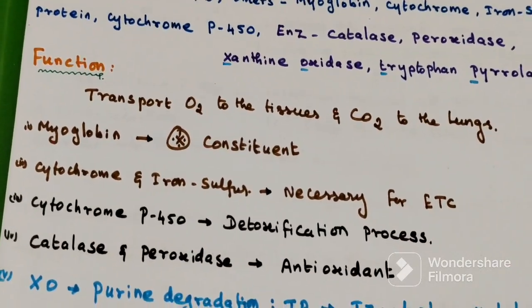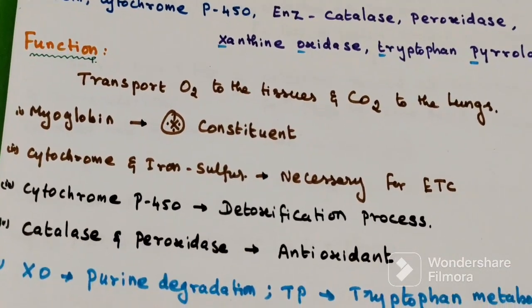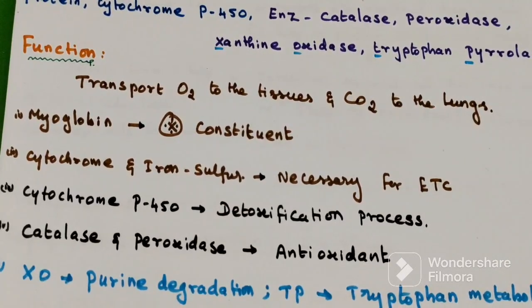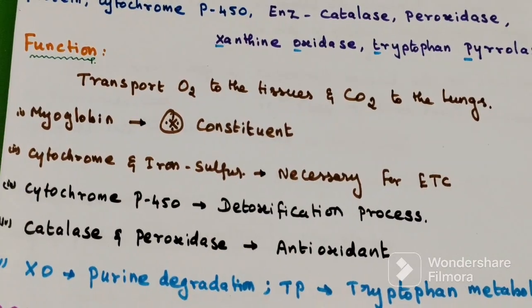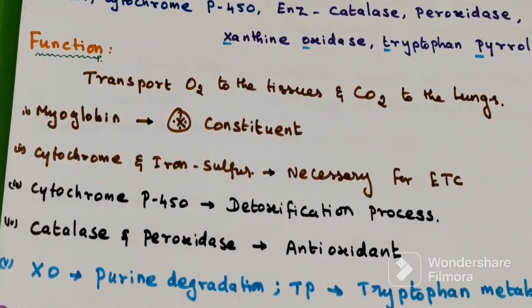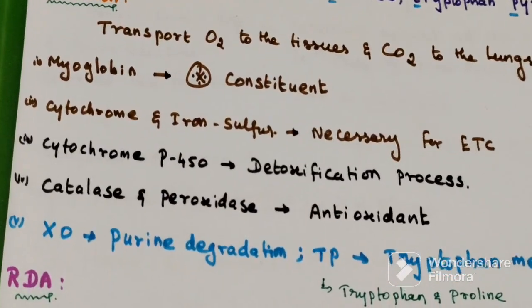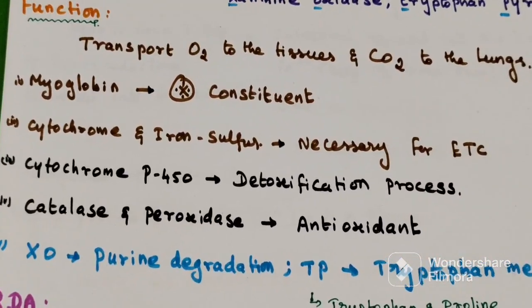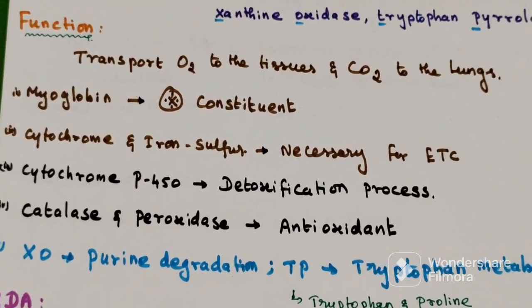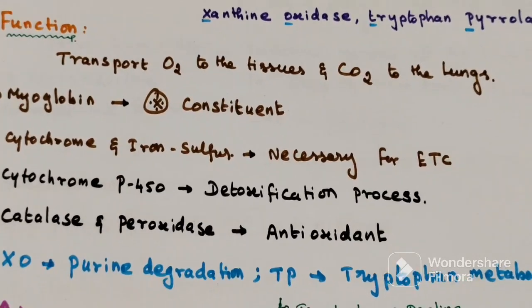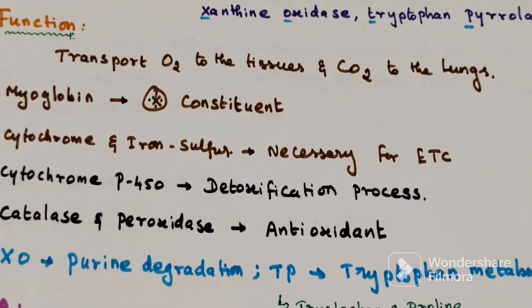Apart from that, myoglobin supplies oxygen to the cells. So this myoglobin is an important constituent. Then cytochrome and iron sulfur: these are the two things involved in cellular respiration, that means the electron transport chain.